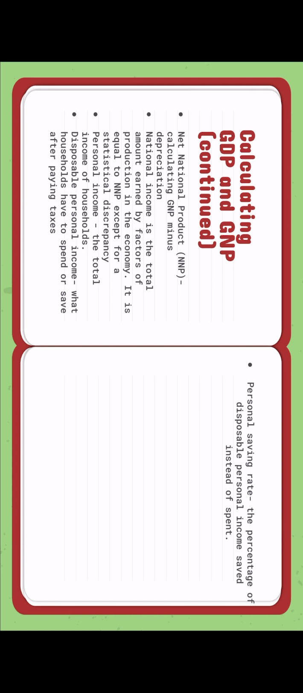Personal income is the total income of households. Disposable personal income is what households have to spend or save after paying taxes. Personal saving rate is the percentage of disposable personal income saved instead of spent.